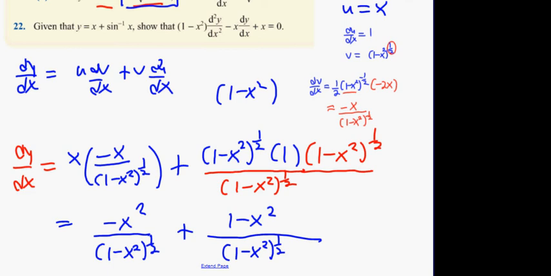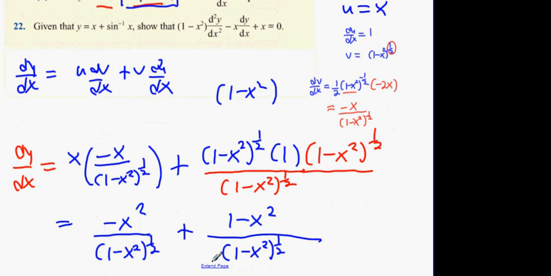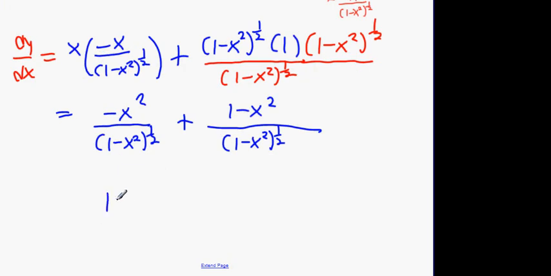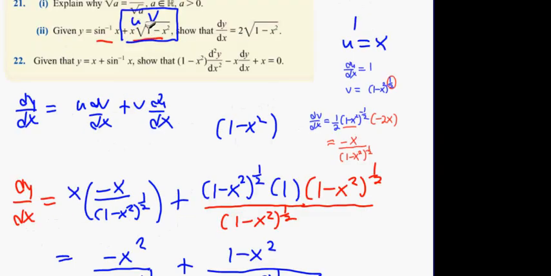Now just keeping a close eye on what I'm doing here, okay? What's going to happen is I'm going to have 1 minus 2x squared all over 1 minus x squared to the power of a half. Now please bear in mind that I only did the product rule. I've only differentiated this part here. That's the only part I differentiated.